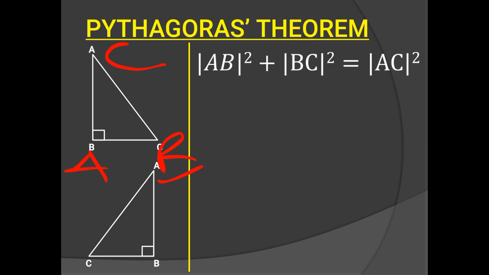Now our height is AC. AC squared plus AB squared should be equal to BC squared. Are we there? So whichever way it is arranged, know that you have to go like that. The height squared, or the perpendicular height squared, plus the base squared is equal to the hypotenuse squared.